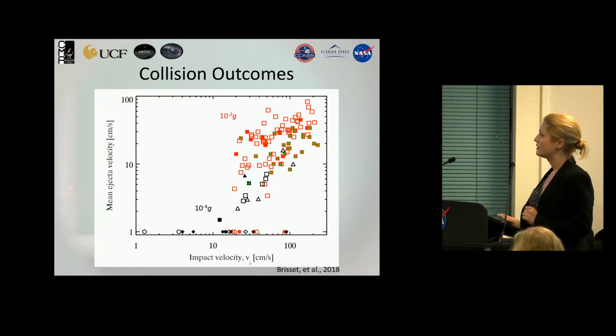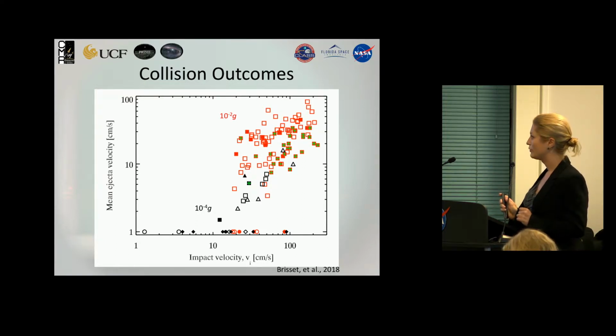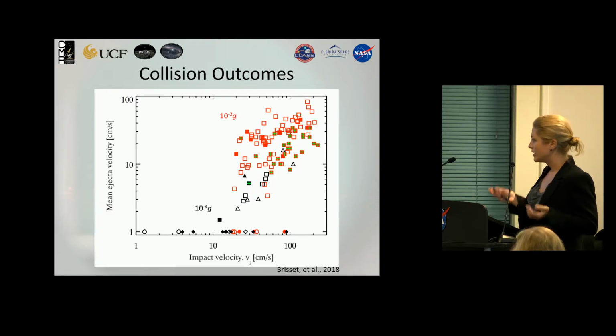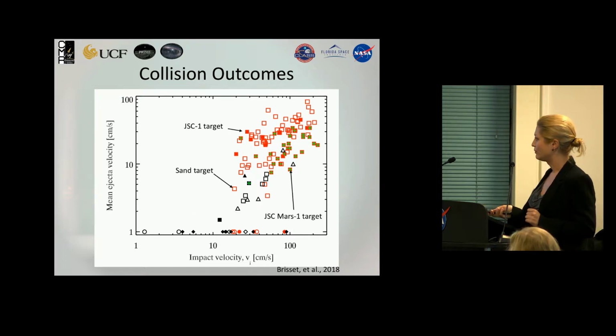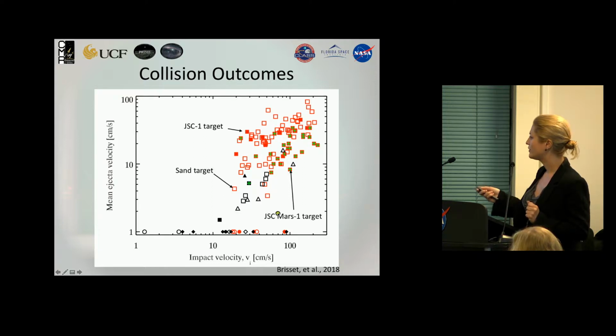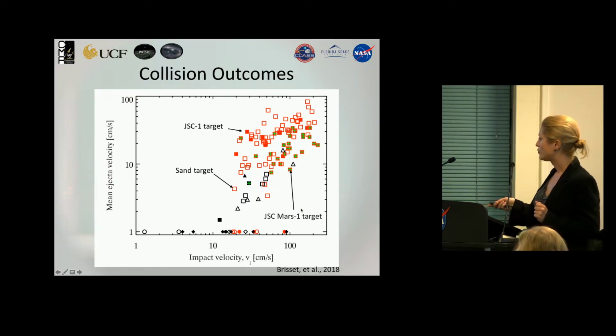So red color is the lunar type of gravity level, and the black dots are more like small asteroid type gravity levels. Then we had the three types of simulant. The filled boxes are the lunar simulants, the open symbols are the sand targets, and these green crosses are the Mars 1 targets.